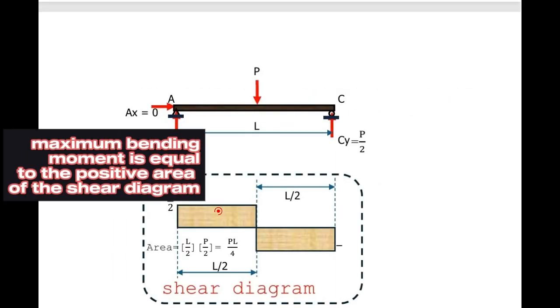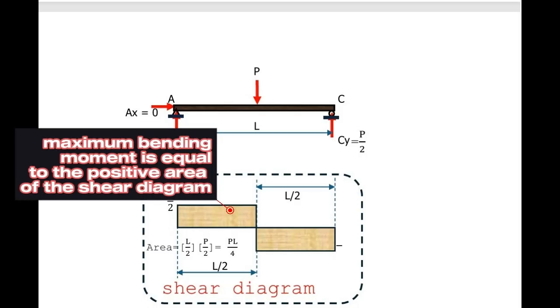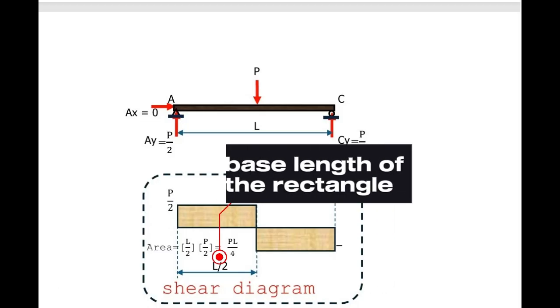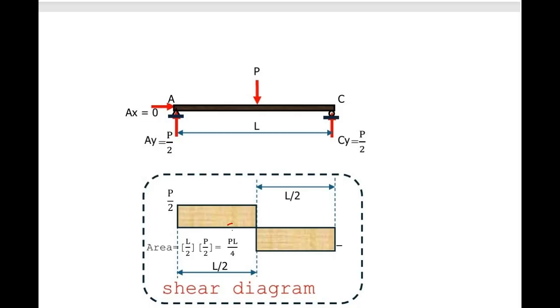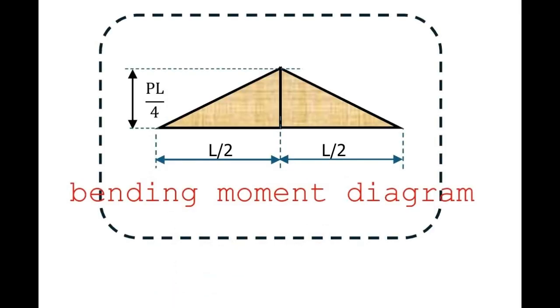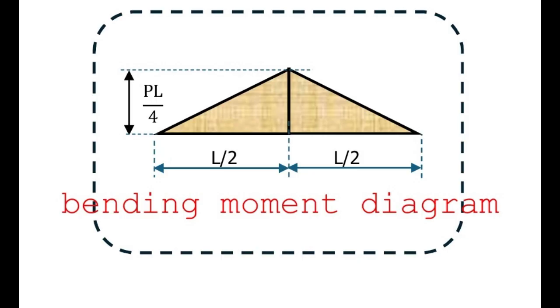To visualize the area and the distance being considered, we will compute for the reaction, which is P over 2 at its support. Since the beam is symmetrically loaded, then we will draw the shear diagram. The area of the shear diagram, which is in the form of a rectangular shape with dimensions P over 2 and L over 2, will be the maximum ordinate of our bending moment diagram. The resulting area of the shear diagram is equal to PL all over 4. Here is now the bending moment diagram of our beam over its entire length.